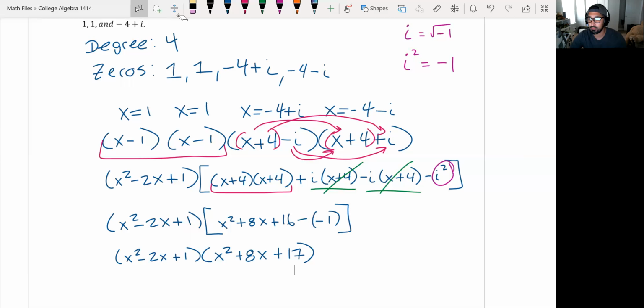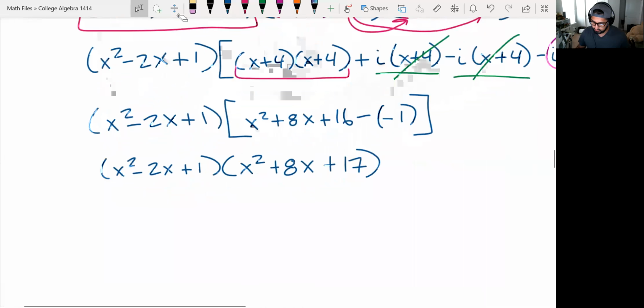Yeah, okay. So yes, it wants us to FOIL everything out. Distribute everything out. Okay, just had to double check that.